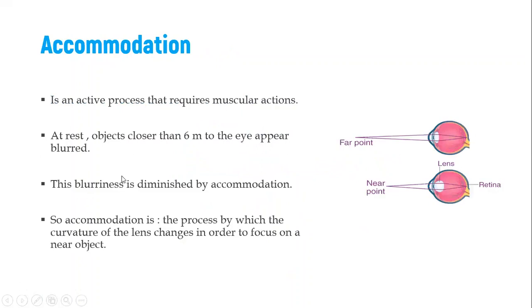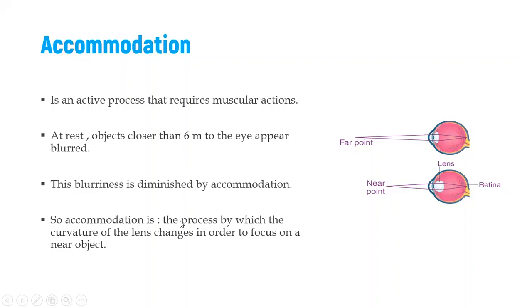Another concept we need to know for the physiology of vision is accommodation, and this is a very important concept. Basically, this is an active process that occurs as a result of muscular actions that affect the size or curvature of the lens. Normally at rest, objects that are closer than 6 meters, or 20 feet, to the eye will appear blurred. This blurriness is sorted out through what we call accommodation.